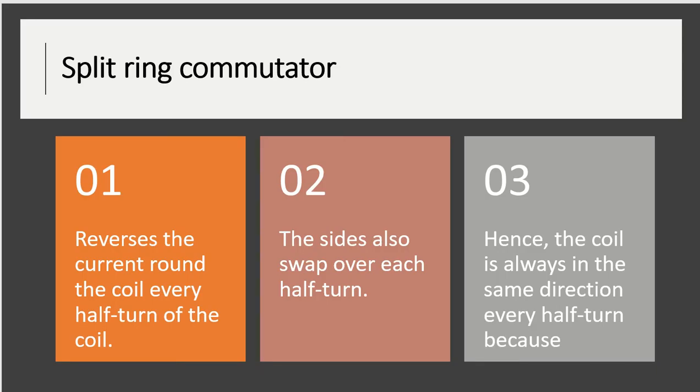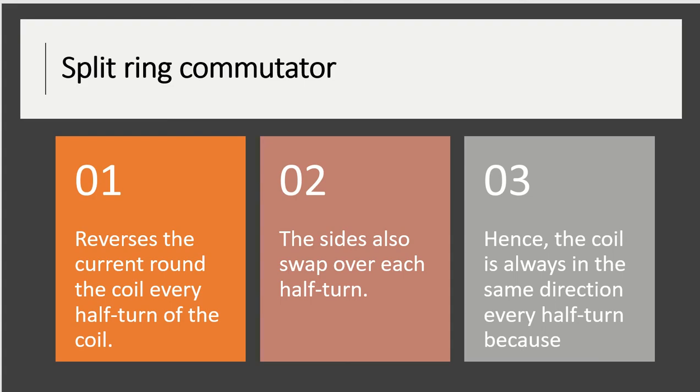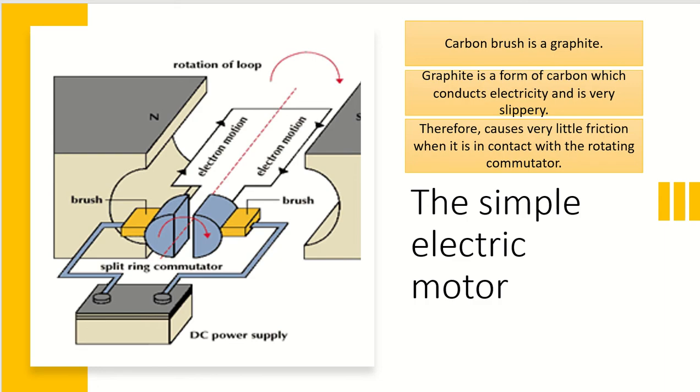When we talk about the split ring commutator, this is the split ring commutator. If you can see here, there is a gap. A split ring commutator reverses the current around the coil every half turn of the coil. The sides also swap over each half turn.